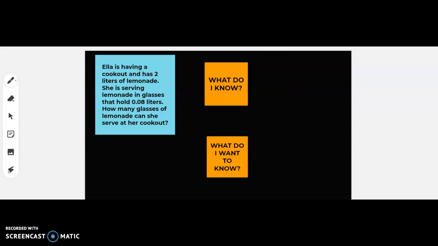Let's try one more example. Let's look at this problem. Ella is having a cookout and has 2 liters of lemonade. She's serving lemonade in glasses that hold 800ths of a liter. How many glasses of lemonade can she serve at her cookout?